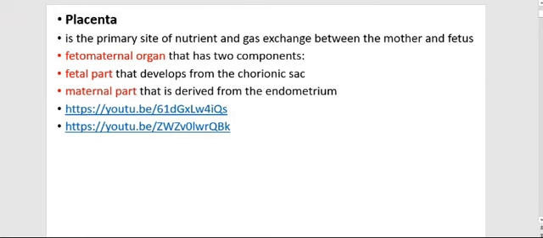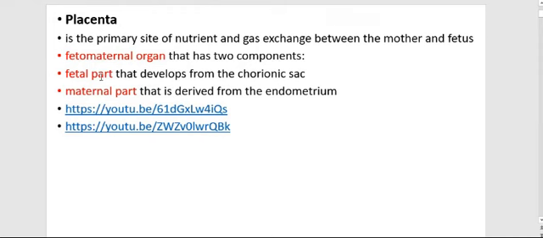The yolk sac is depleted, the nutrients there are not sufficient, and the embryo is growing bigger and bigger by the day. So now the placenta has to develop. This placenta is called the fetal maternal organ because it has two components. One component is contributed from the fetus, and the other component is contributed from the mother. So that's why it's called the fetal maternal organ.